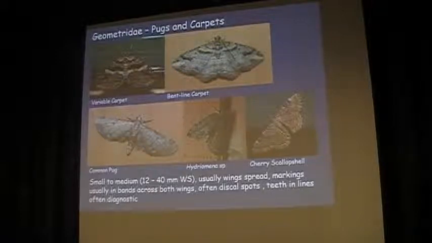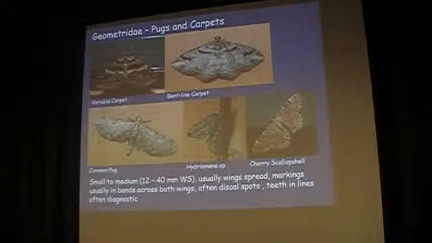So for the pugs and carpets, these are the carpet moths, these are the ones that get into your sweaters and everything. But a lot of our native ones don't go in your house, they just stay outside. They can be quite large, up to 40 millimeters wingspan. Wings are usually spread. They often have discal spots. Remember we were talking about that before? Like right here on this pug, this little spot there. On the carpet here, those are discal spots. Often those are diagnostic.